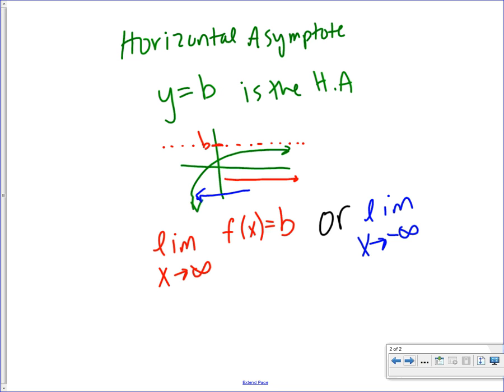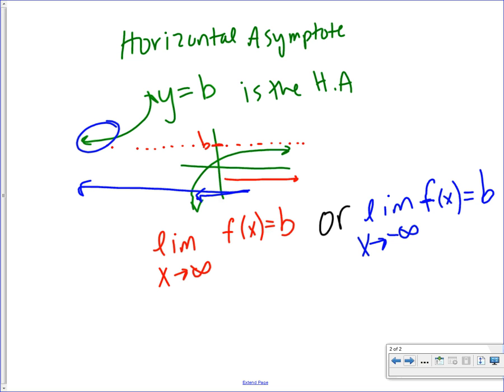I'm actually going to change this picture. We're going to draw another piece of our graph. It's going to look like that. And in this case, as x goes towards negative infinity, the graph is still getting close to the line b. So for f of x, the limit is still going to be b. This happens whenever you have a horizontal asymptote. If you are asked to find a limit and your function has a horizontal asymptote, the limit at infinity and at negative infinity is going to be the value of that horizontal asymptote.